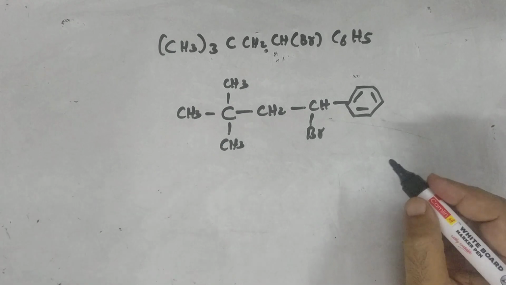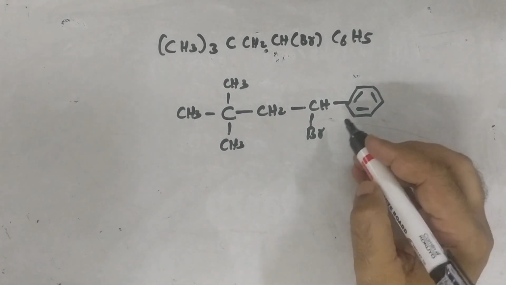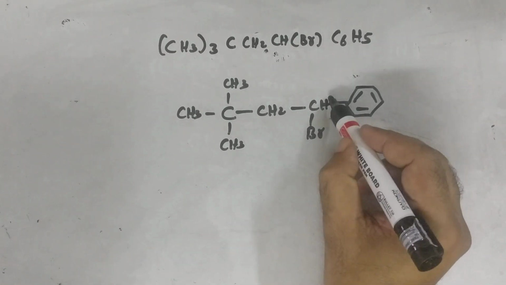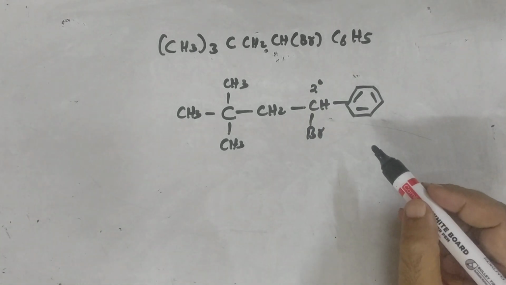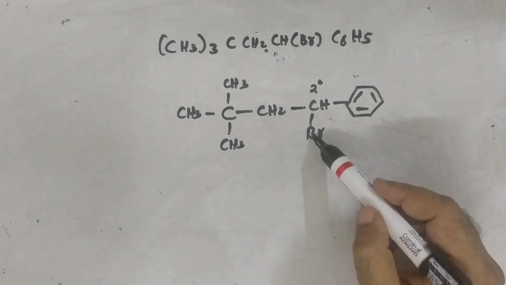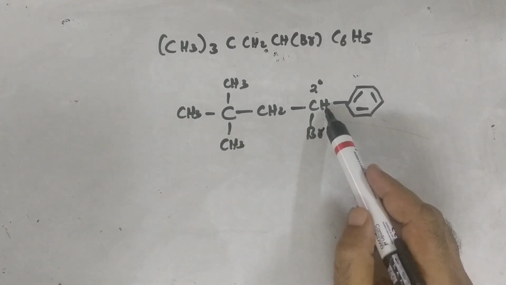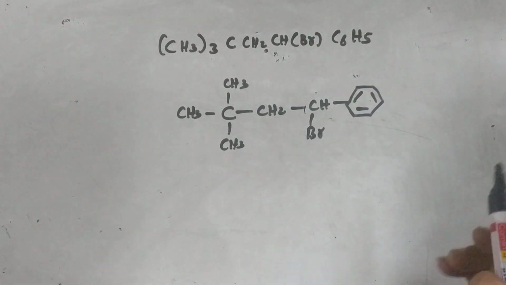First of all, let's see what type of compound it is. This is a benzylic halide. Why is it a benzylic halide? Because you can see halogen and benzene are separated by one carbon. And this is a secondary benzylic halide because halogen is present on a secondary carbon. What is a benzylic halide? One in which benzene and halogen are separated by one sp3 hybridized carbon. No other carbons are present in between. So this is a secondary benzylic halide.